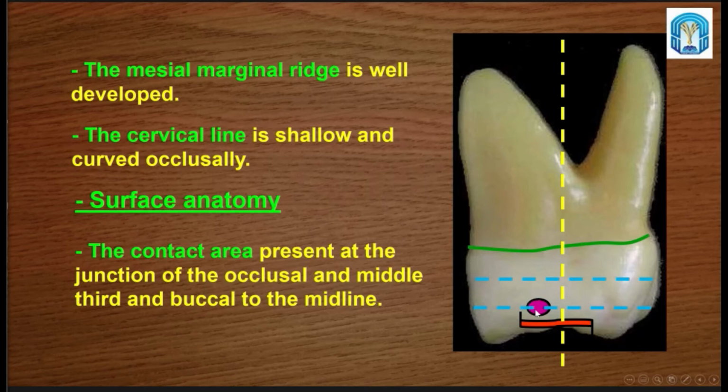The contact area is at the junction of the occlusal one third and middle third, and a little bit buccal from the midline. So you got the position. It has two axes. One is at the junction of the occlusal one third and middle one third, and a little bit buccal from the central line. In all the posterior teeth, the contact area is usually a little bit buccal to the midline.